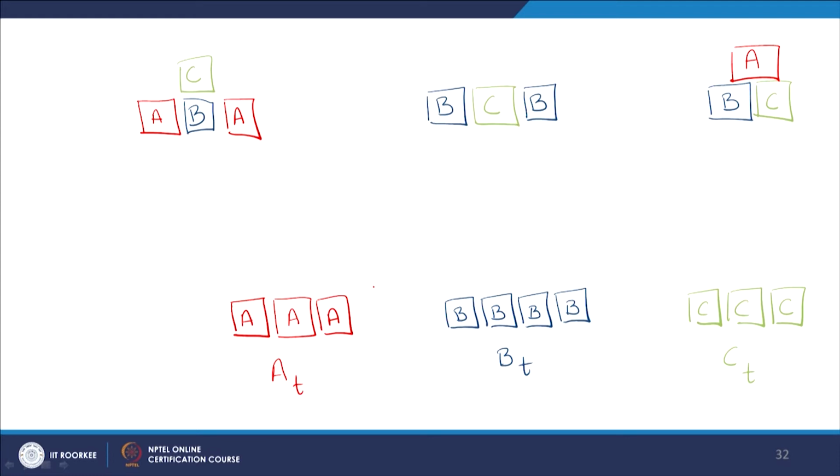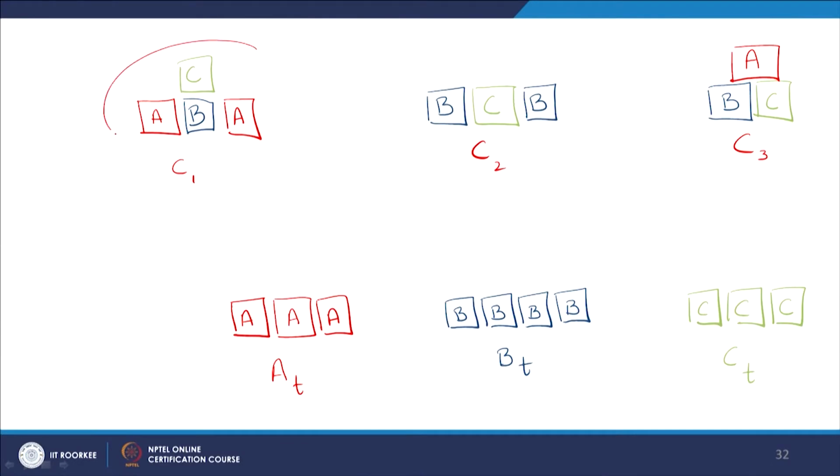So, here let us say I have three compounds. Call this compound 1, compound 2 and compound 3. To make you understand, I am using an analogy with building blocks. You can replace these three compounds by HAc, Ac minus and H plus, or any other examples that you can think of.